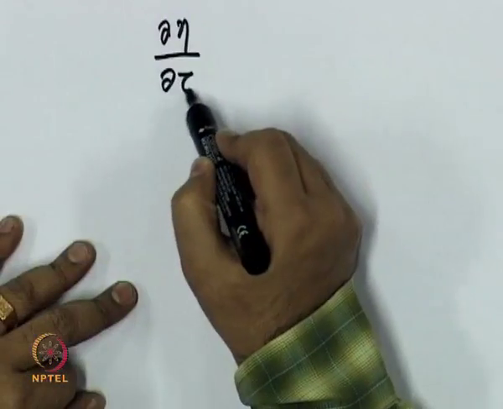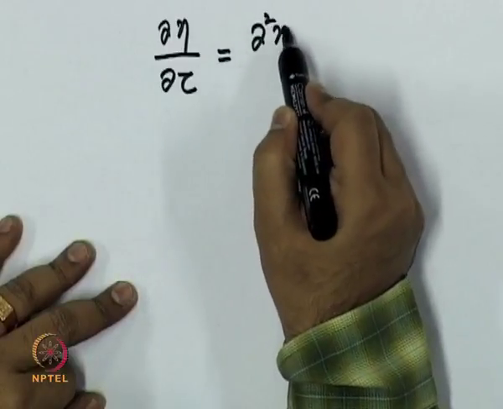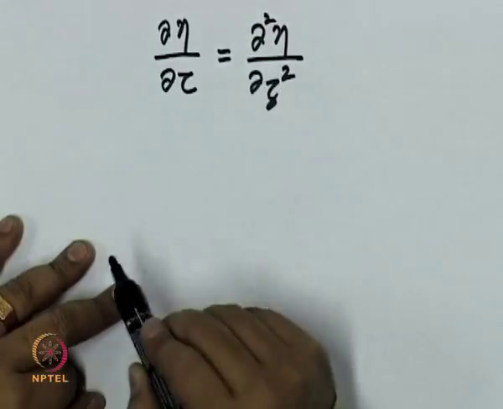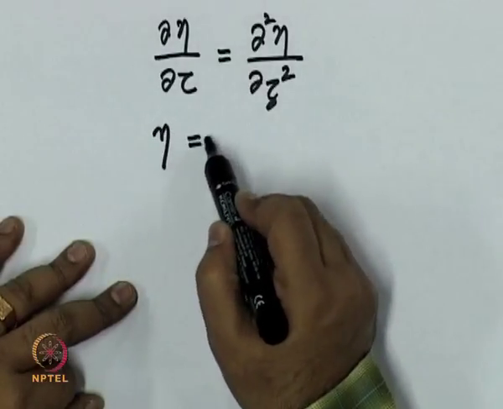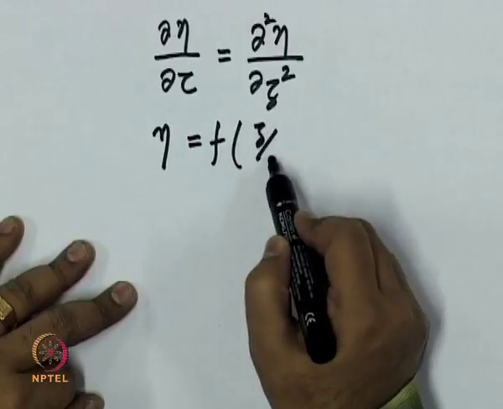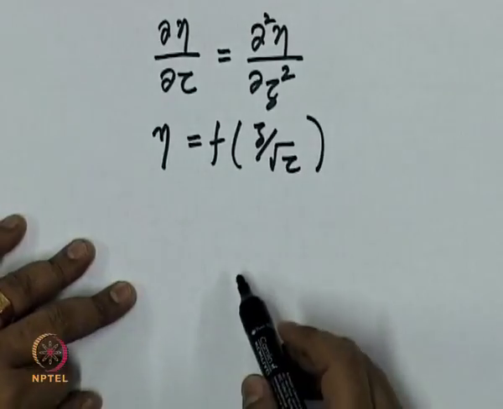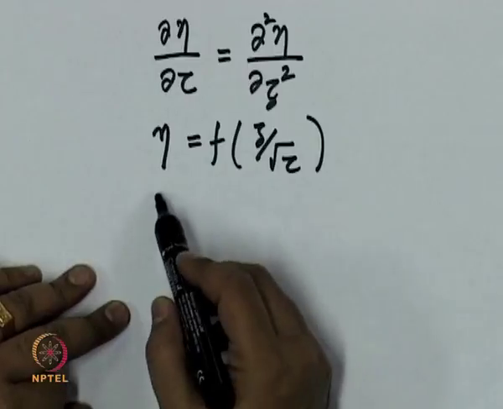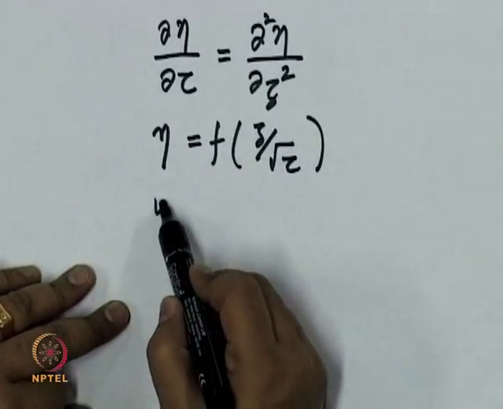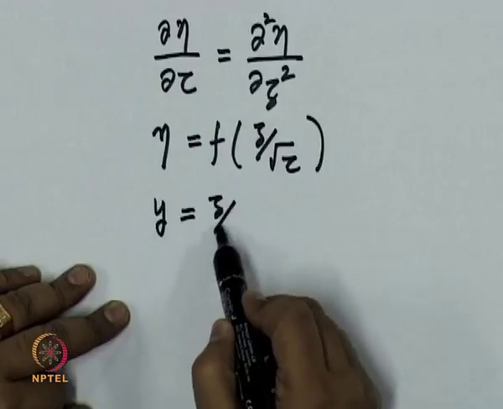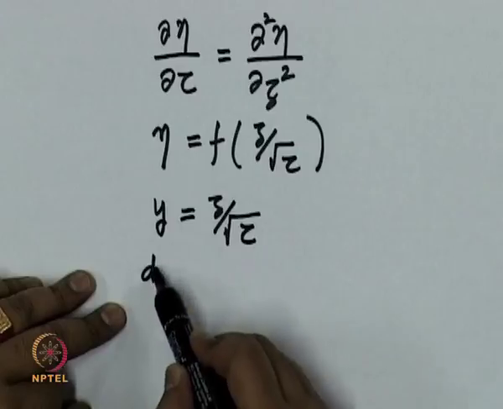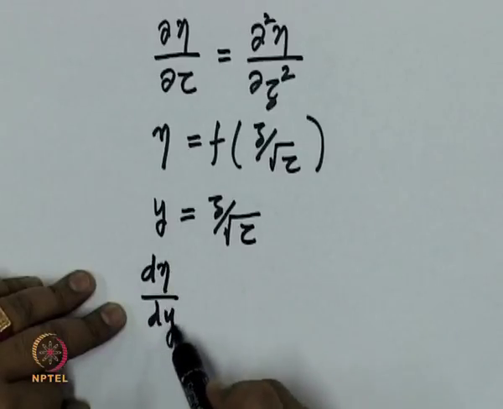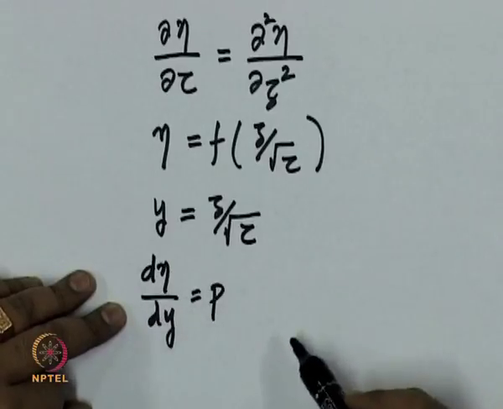Welcome. We are trying to solve this equation ∂η/∂τ = ∂²η/∂z², and I have made the assumption that η is going to be only a function of z by root τ. And now I am going to define z by root τ as y. I am also going to define dη/dy as some p. Okay, these are just some definitions.